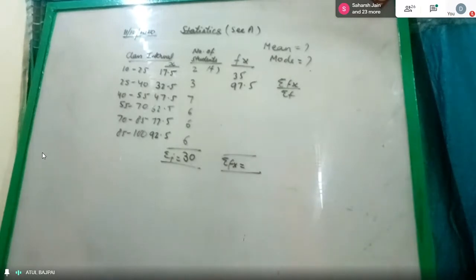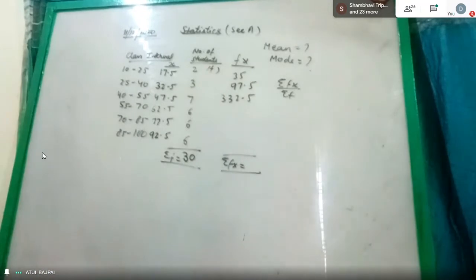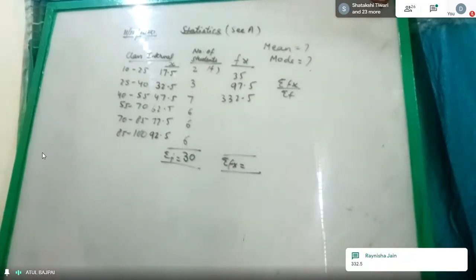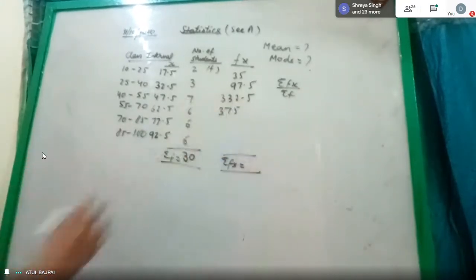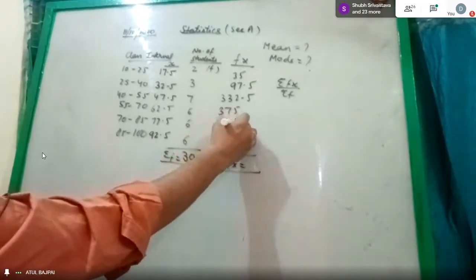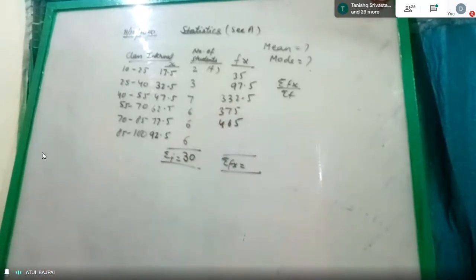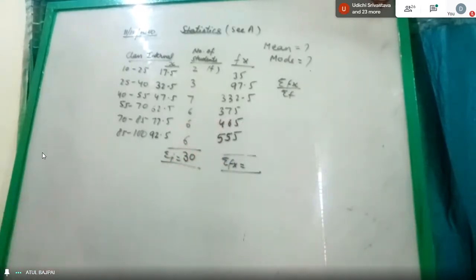47.5 into 7, how much? 332.5. Yes. 62.5 into 6, how much? 375. Very good. 77.5 into 6, how much? 465. And 92.5 into 6, how much? 555. Now add them.